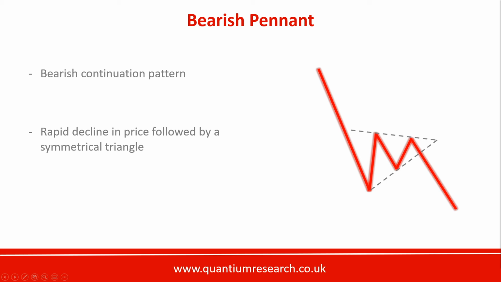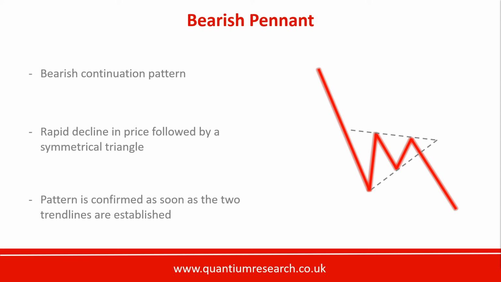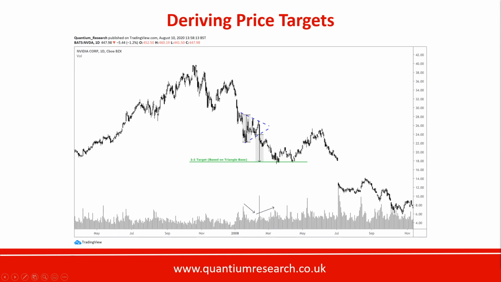And again, with respect to volume, you should expect to see volume drying up as the triangle unfolds. So during this triangle bit of activity, volume probably dries up. And when it breaks towards the downside, that's when you'd expect the volume to expand on that breakout. That's where the volume expands. And remember that the pattern is confirmed as soon as the two trend lines are established. Don't forget that. So here's a bearish flag.